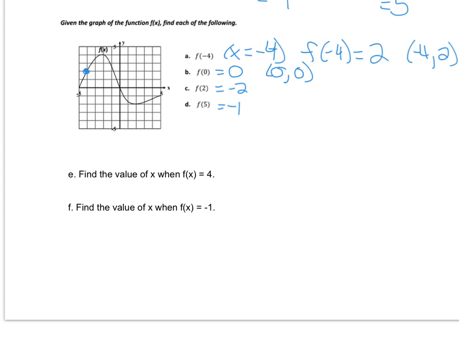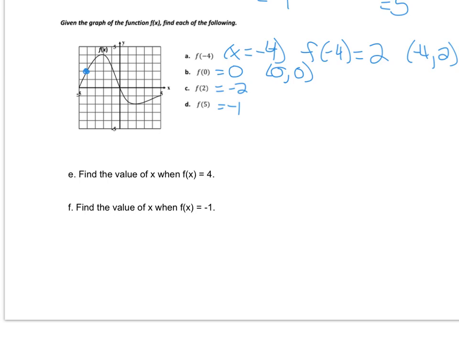It says, sorry, I'm getting choked. Part E says, find the value of x when f of x is 4. So what have they given me there? Have they given me x or have they given me the y value? They've given me the y value, and they want us to find the x value. So where is the y value 4?